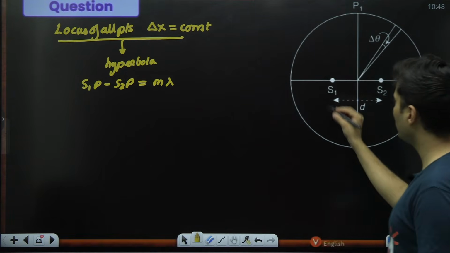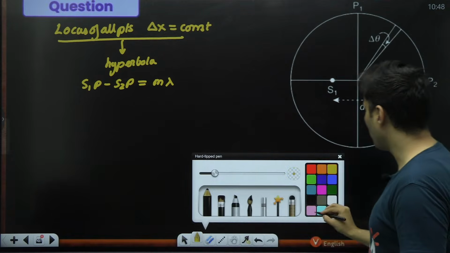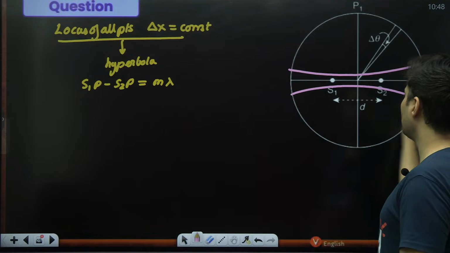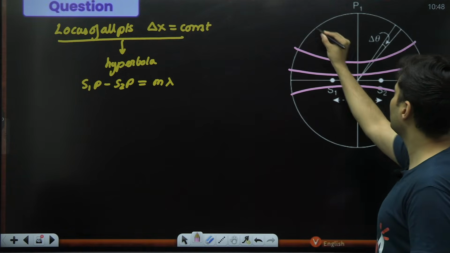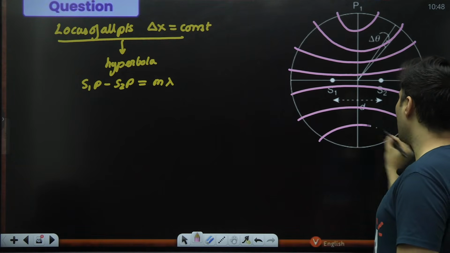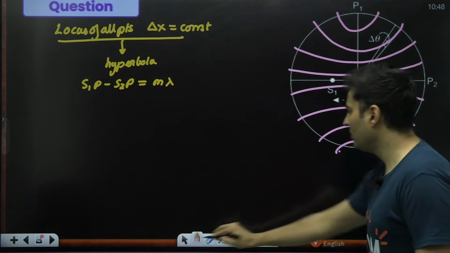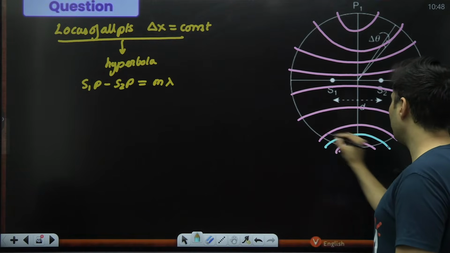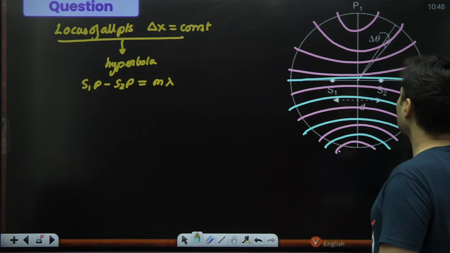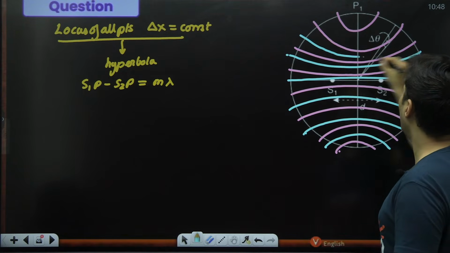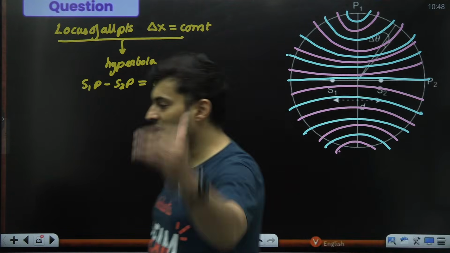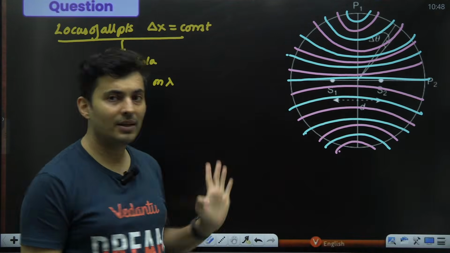So how the hyperbolas go is something like this. You will probably have one dark fringe here, then another dark fringe like this, another like this, another like this. This is how the hyperbolas will look. And in between, you will have the bright fringes also, whose hyperbolas will be something like this. Is this absolutely clear? This is the locus of all the points where the path difference is constant.